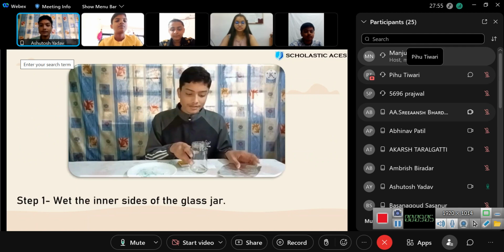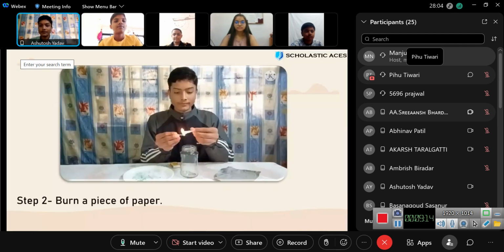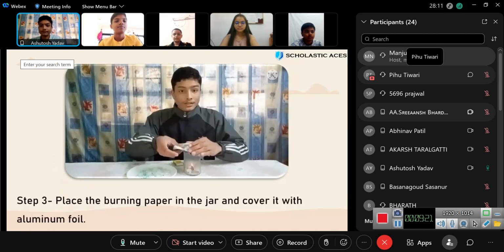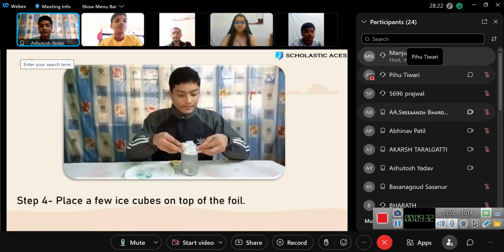In the first step, we have to make the inner surface of the glass jar wet. In the second step, we have to take a piece of paper, then we have to burn it. In the third step, we have to place the burning paper inside the jar and cover it with the aluminium foil. In the fourth step, we have to take a few ice cubes and place them over the aluminium foil.